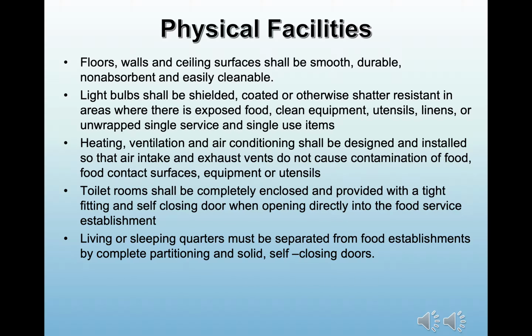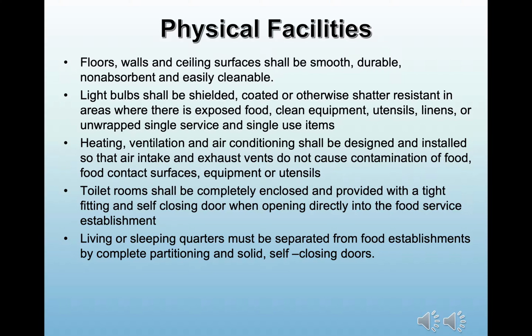Other things to consider for sanitary physical facilities in food establishments include things like materials used in the buildings, restrooms, and heating and air units. Floors, walls, and ceiling surfaces shall be smooth, durable, non-absorbent, and easily cleanable. Light bulbs shall be shielded, coated, or otherwise shatter-resistant in areas where there is exposed food, clean equipment, utensils, linens, or unwrapped single-service and single-use items.